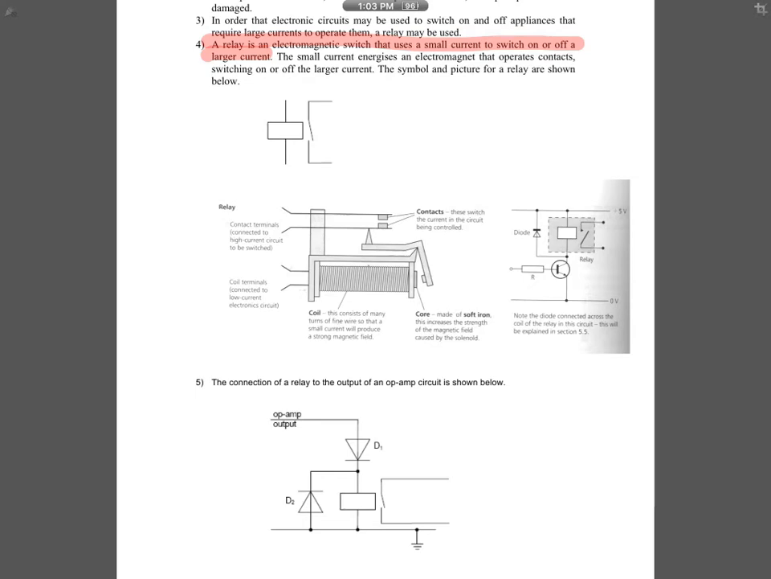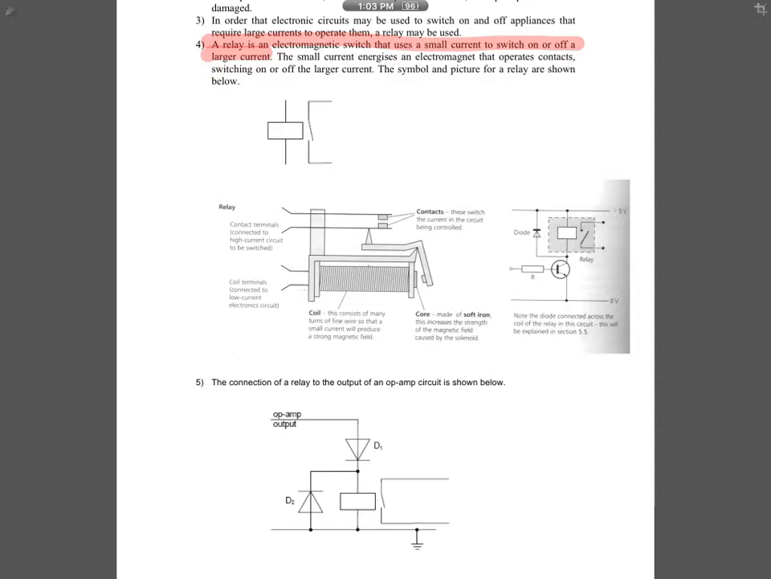Okay, so what we're going to do today is learn about the relay. So what is actually a relay? The definition, or rather the use of a relay, is this: a relay is an electromagnetic switch that uses a small current to switch on or off a larger current.